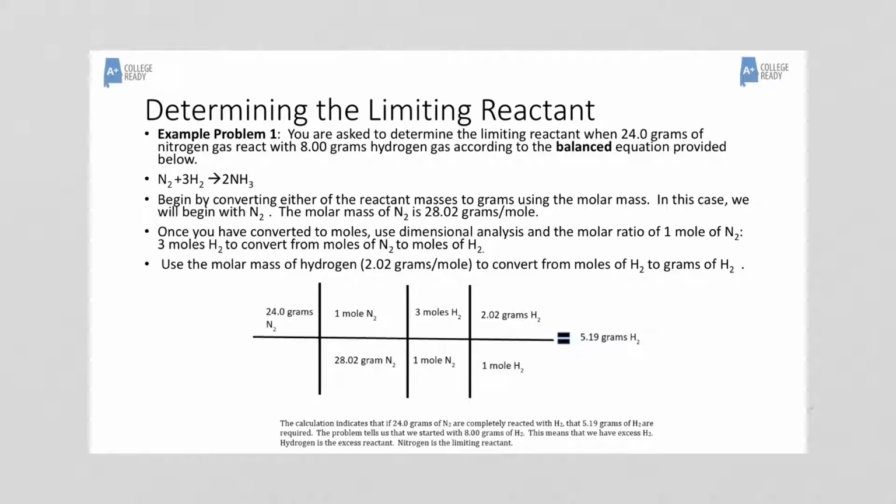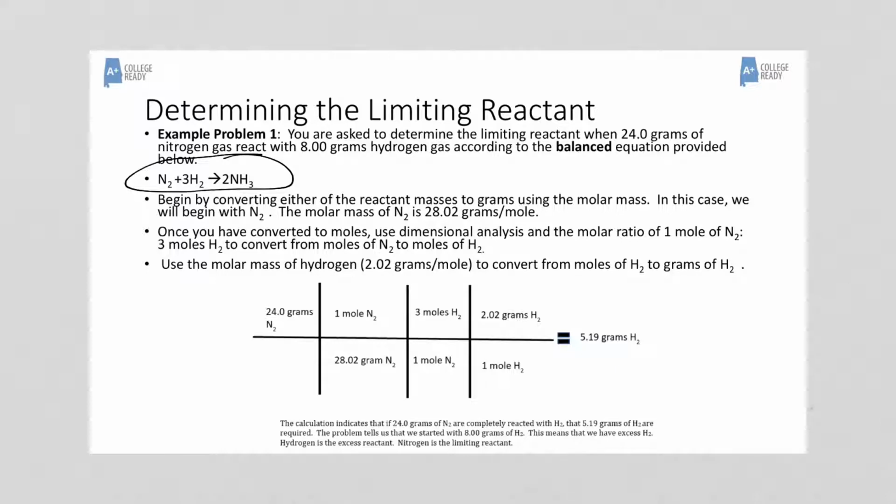So, to do stoichiometry problems involving limiting reactants, you first have to determine what the limiting reactant is. In this case, we're asked to determine the limiting reactant when 24 grams of nitrogen gas react with 8 grams of hydrogen gas according to the balanced equation below. So the same equation we've used in the last couple of problems.